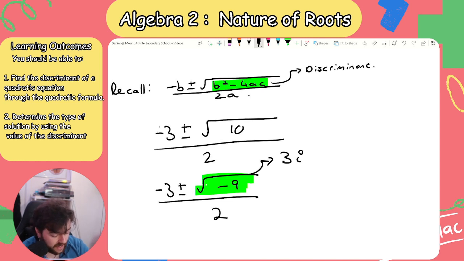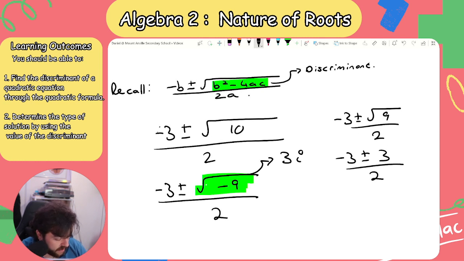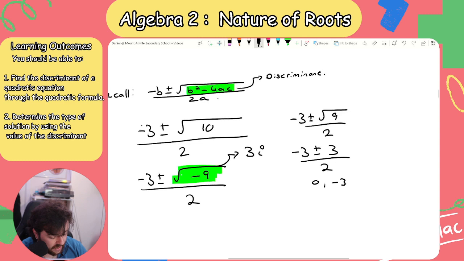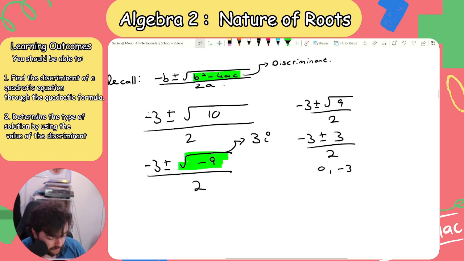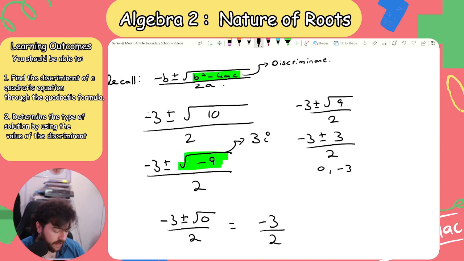And then finally, if I have it like this, minus 3 plus or minus square root of 9 all over 2, well, this is going to be minus 3 plus or minus 3 all over 2. And this is going to give me an actual kind of fraction. So this is going to give me 0 as a solution, and it's going to give me minus 3 as a solution. And then finally, the last one is the repeated root, minus 3 plus or minus, say, square root of 0 all over 2. Well, that just means my two solutions are just minus 3 over 2, right?